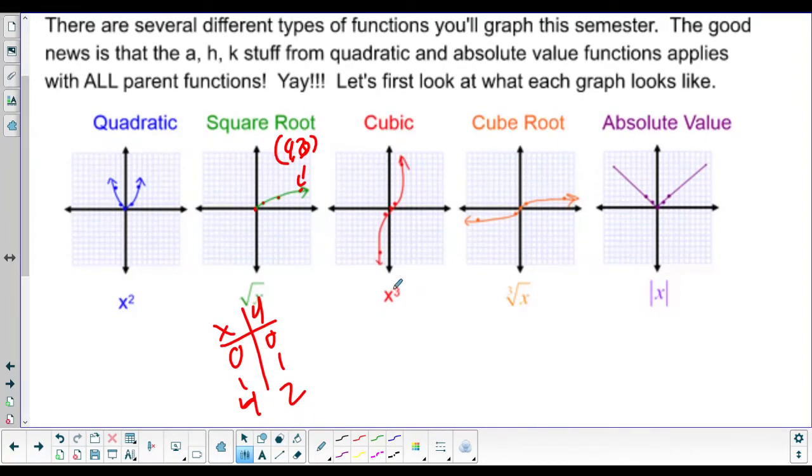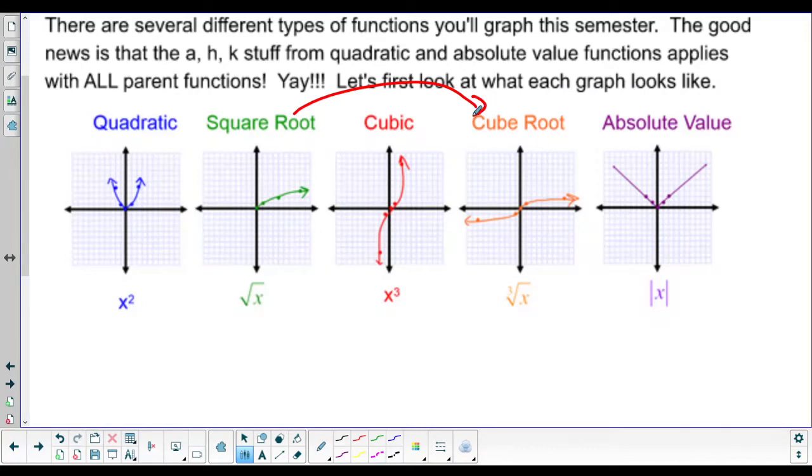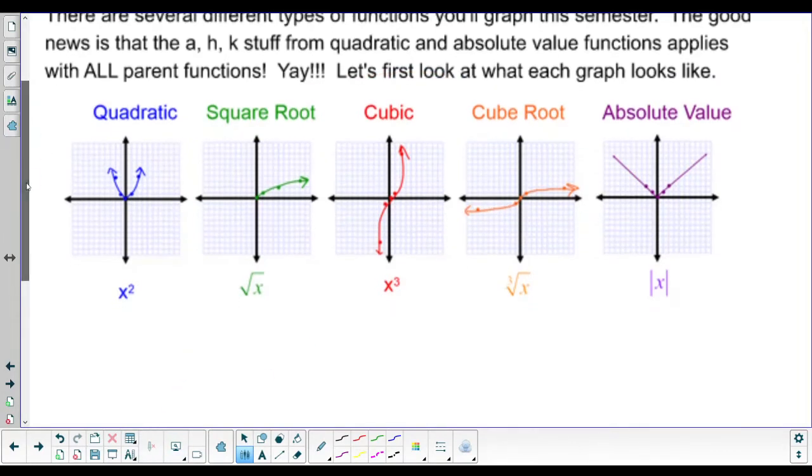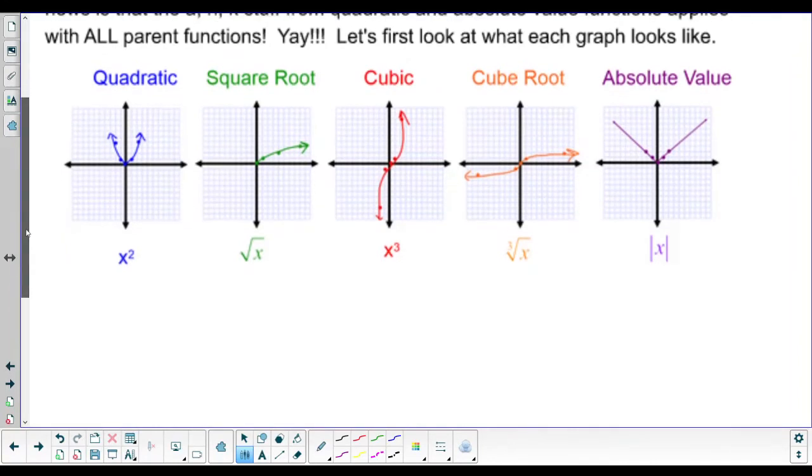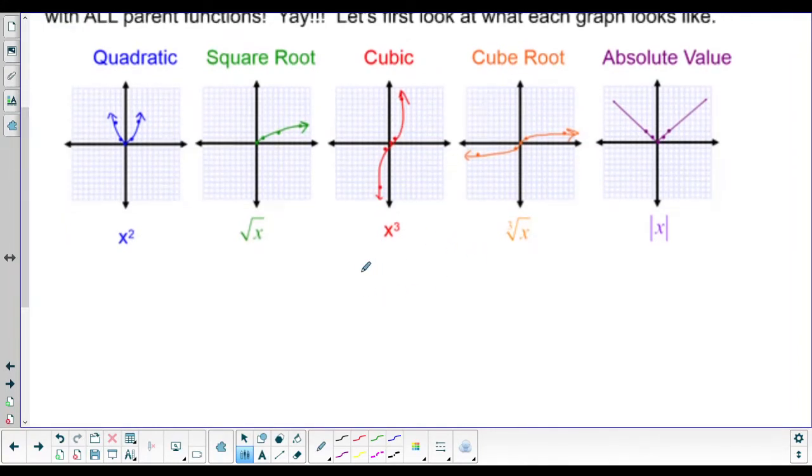All right. Let's talk about cubics, and then we'll see why cube roots are a little bit different than square roots. Notice how square roots just stop at 0, 0, and cube roots don't. That's because you can take cube roots of negative numbers, and we'll see why in a second. So for cubics, let's pick some numbers to plug in here. So x, y. Now we'll use -2, -1, 0, 1, 2. And I'll throw a 3 on there just in case.